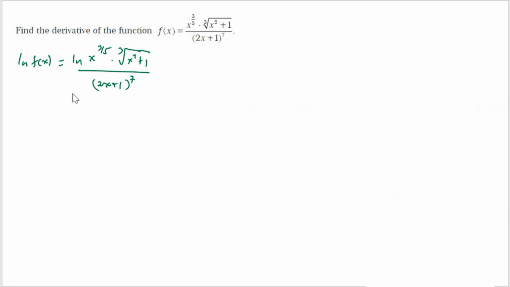Okay, so after that, we are going to expand our right hand side. So I can write ln of f of x is equal to ln of x raised to the power of 3/5 times, so it's multiplication, we have to write plus ln of the cube root of x squared plus 1. Since this is in the denominator, we can write minus ln of 2x plus 1 to the power of 7. Now after that, we are going to take the derivatives.